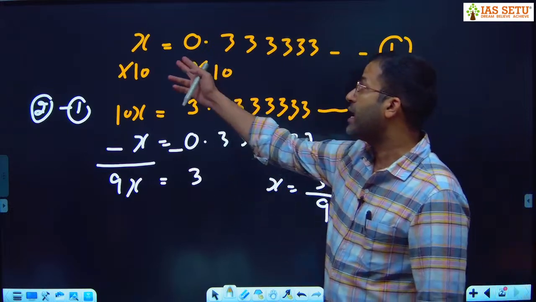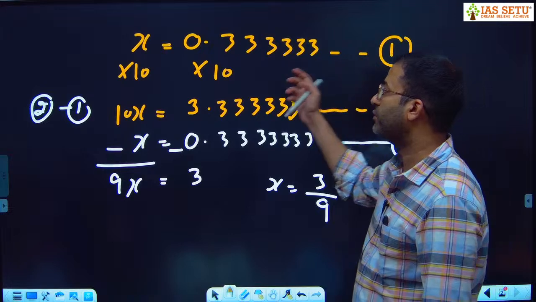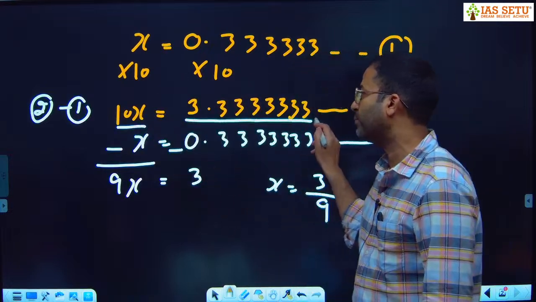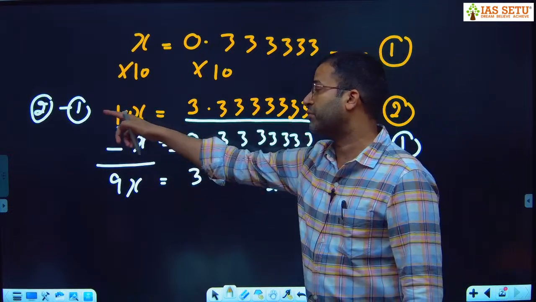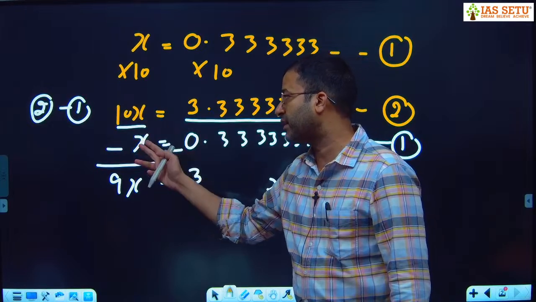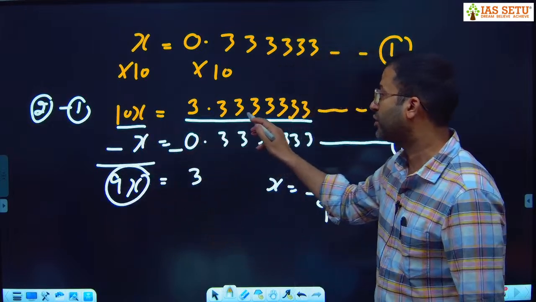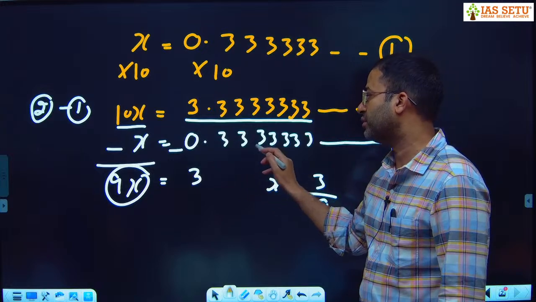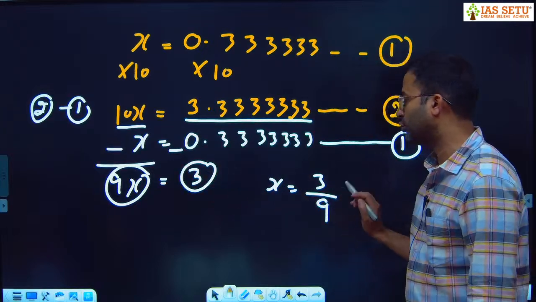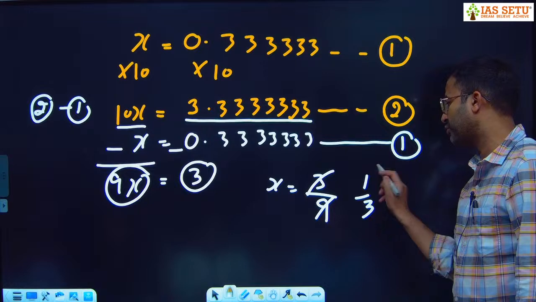I repeat, x is equal to 0.333, we multiply with 10, it is 10x is 3.333, so we subtract equation number 2 minus equation number 1. 10x minus x we get 9x, 3.333 minus 0.333 we get 3, so x is equal to 3 by 9, it is 1 by 3.